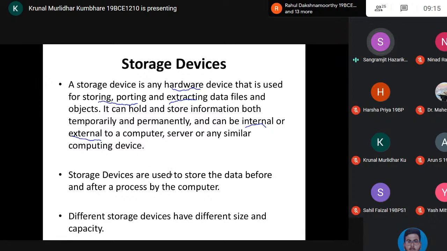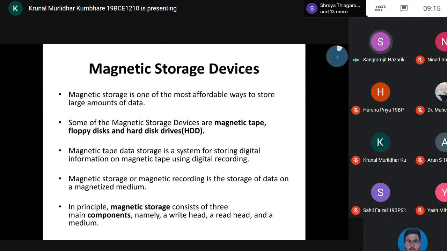The storage devices are used to store the data before and after a process by the computer. Different storage devices have different sizes and capacities. Also, storage devices differ on the basis of cost. So, what are magnetic storage devices? Magnetic storage devices are one of the most affordable ways to store large amounts of data. Some examples are magnetic tape, floppy disks, and hard disk drives.